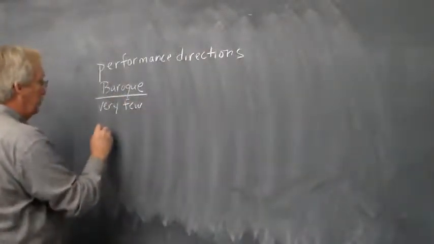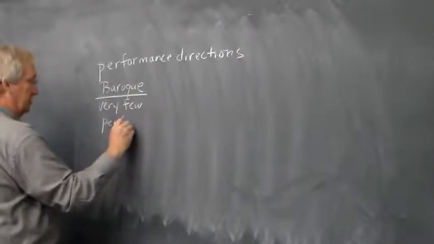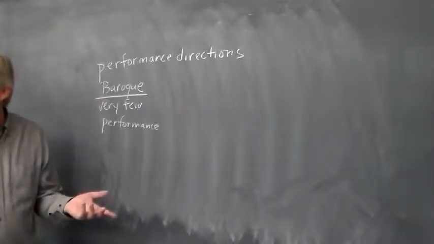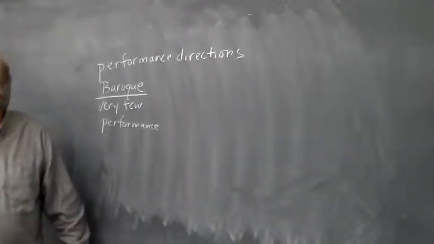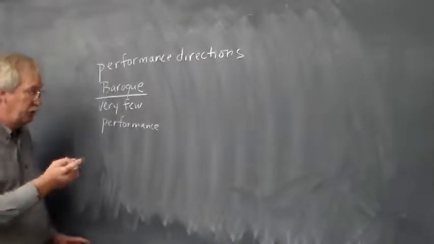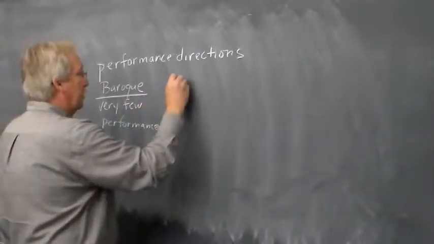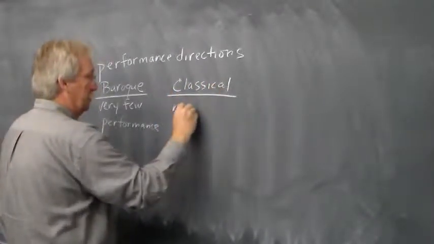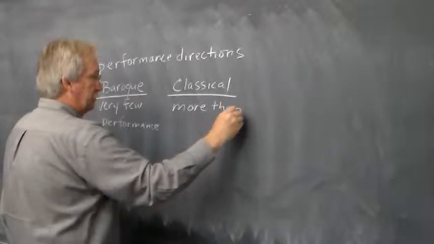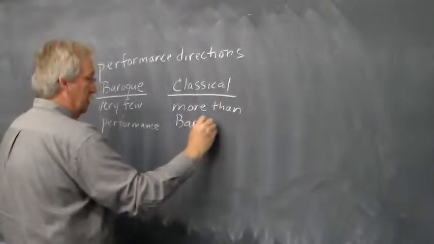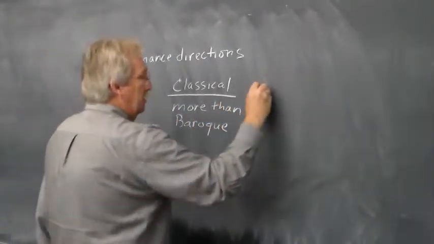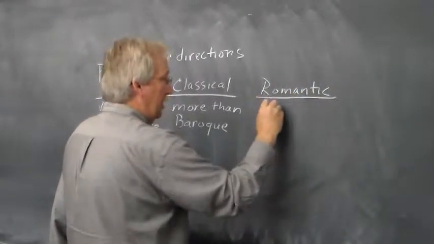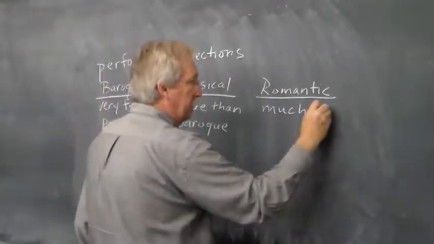So Baroque has very few performance directions. You'll find very few things that have to do with what's legato or staccato, so articulation is very sparse. So few dynamic levels and tempo markings. So classical has a little more. And then the Romantic period is much greater.